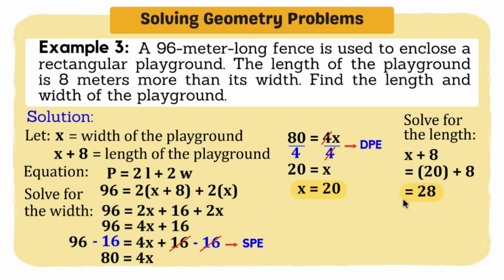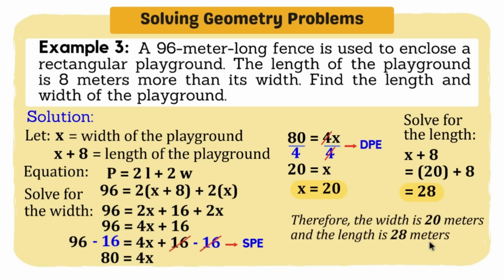Okay, so we can double check these answers by just substituting it in the original equation. Dito po sa ating original equation. At kung magiging equal sila, then our answer will be correct. Okay, so yes, therefore, the width is 20 meters and the length is 28 meters.